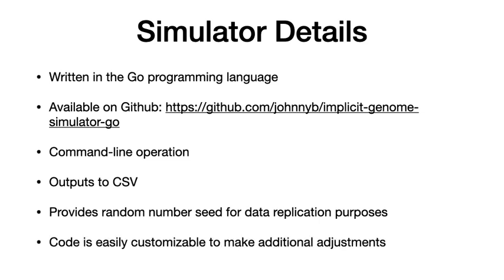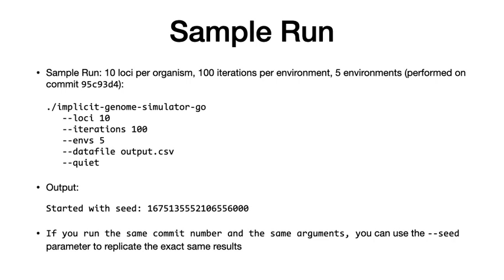And then the code is very easy to customize. There's not even a lot of code there. It's a pretty straightforward application, so you should be able to easily make adjustments. So here's what a sample run looks like. If I want to run one that has 10 loci per organism, 100 iterations per environment, and 5 different environments, that's the command line you use.